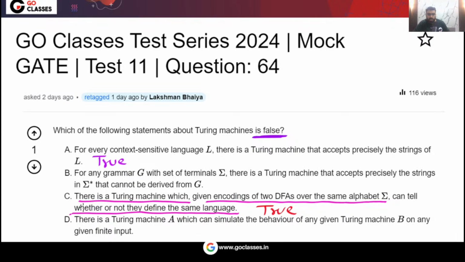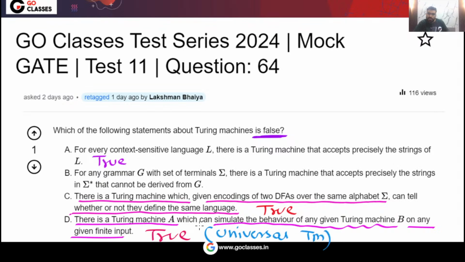So this statement is also true. There is a Turing machine which can simulate the behavior of any other Turing machine on any given finite input. This is basically your universal Turing machine. This type of Turing machine is called a universal Turing machine. Agree or not? There is a Turing machine which can run another Turing machine.